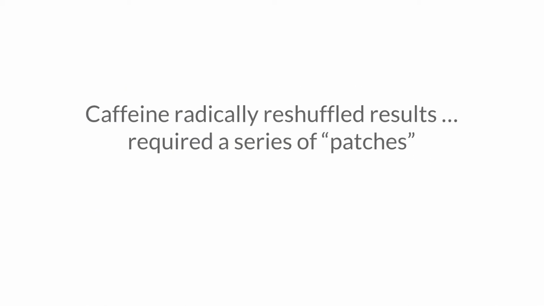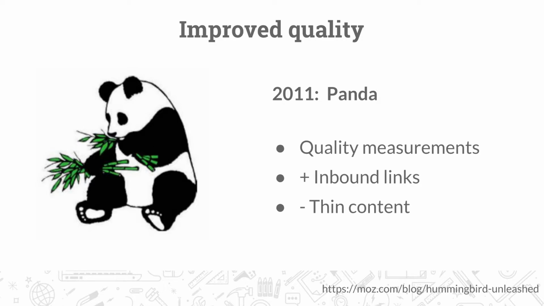However, because of this radical reshuffling of the results, Caffeine required a series of patches. So let's look at some of those patches and updates as they came out. In 2011, there was an update called Panda. Now, these patches to the algorithm continue today, so you'll see that Panda updates continually occur. Panda is really about identifying the quality of pages, and trying to degrade content that's considered thin content. How do we identify thin content? How do we make sure that it doesn't make it into the index or show up in search result pages? That's very Panda. So in 2011, Panda came out.